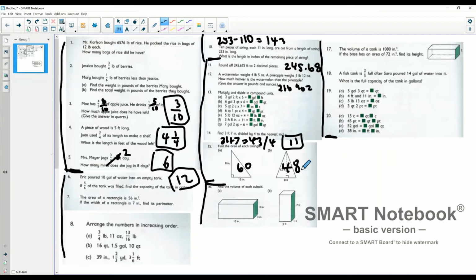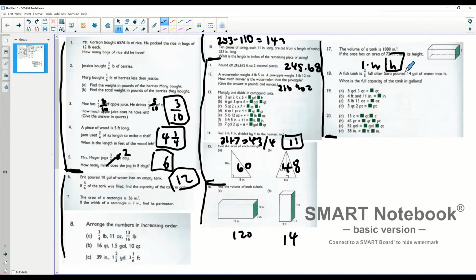Now for 16, the first question, this is 120. You just multiply all the numbers. You multiply all the numbers, you get 14. The volume of a tank is 1,080. If the base is 72, find the height. Remember that the base is the length times the width. So that means 1,080 divided by 72 is the height, because base times height is what we get for volume. So we're just looking for this.